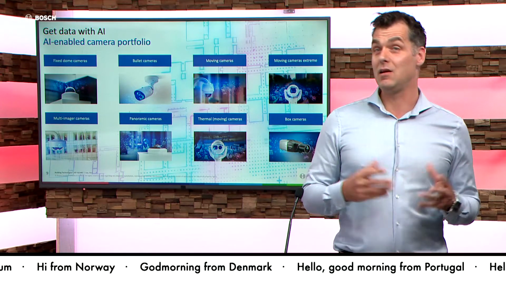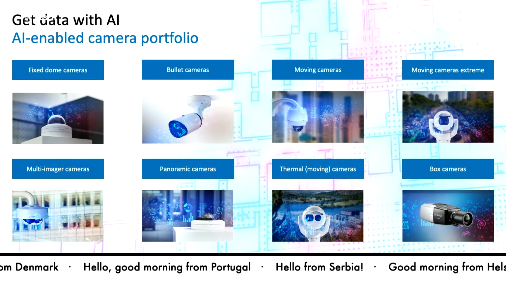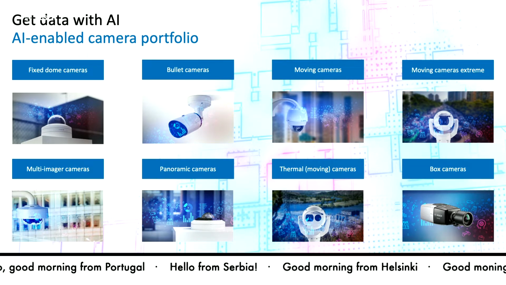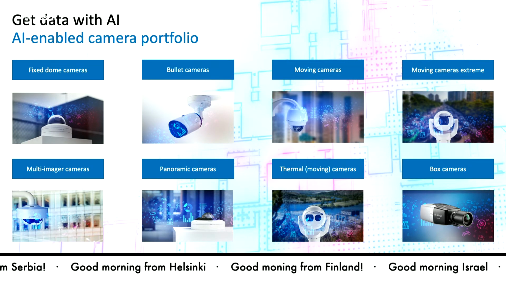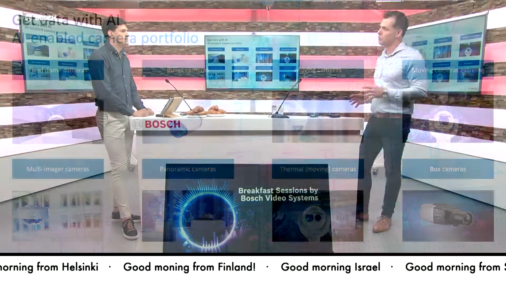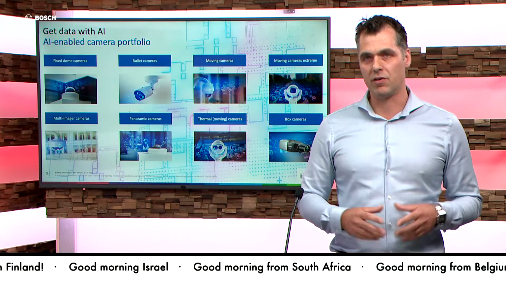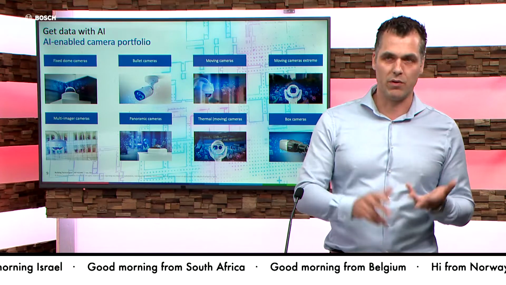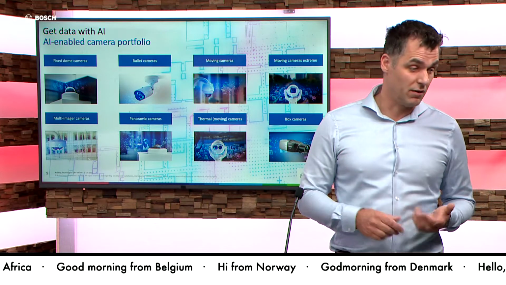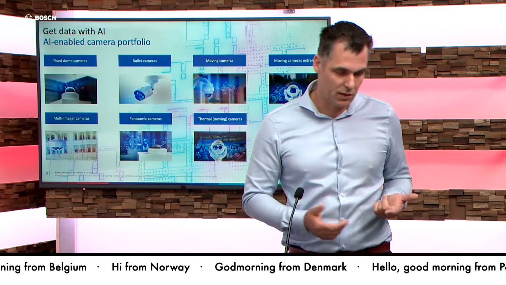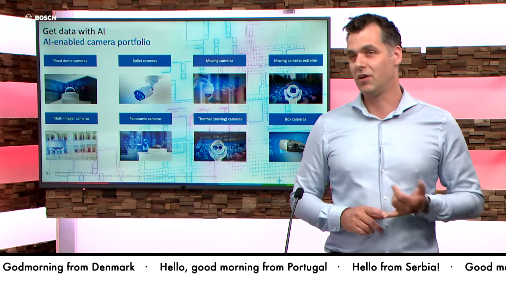So for our AI-enabled camera portfolio, we have different form factors. We use common product platforms. Maybe some of you know that already. We have CPP 7.3, CPP 13, and CPP 14. These are common product platforms, and they are used in different form factors across our cameras. Some of them are fixed dome cameras, bullet cameras, and moving cameras. We have moving cameras for extreme use, our Mickeys. We have multi-imager cameras, so multi-sensor cameras, panoramic cameras, and even thermal moving cameras. And last but not least, we have box cameras.